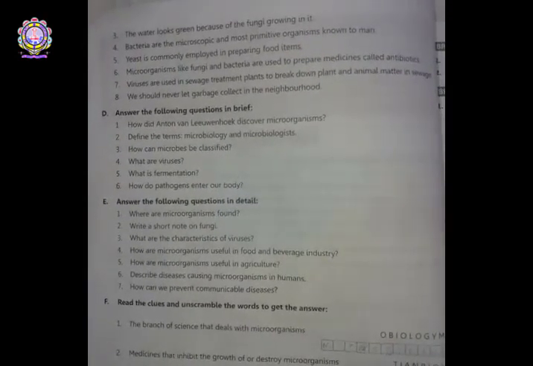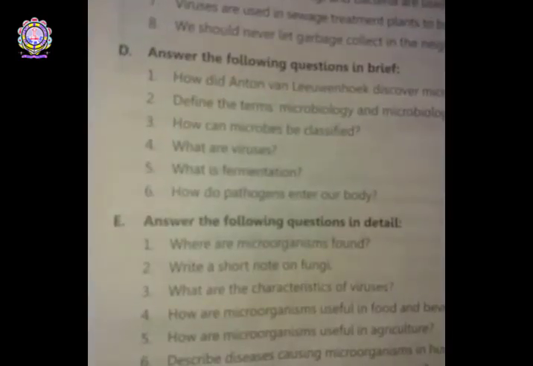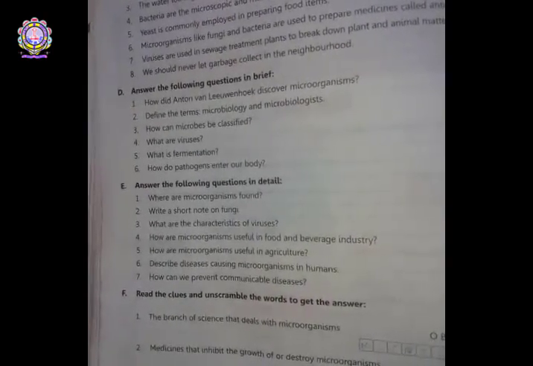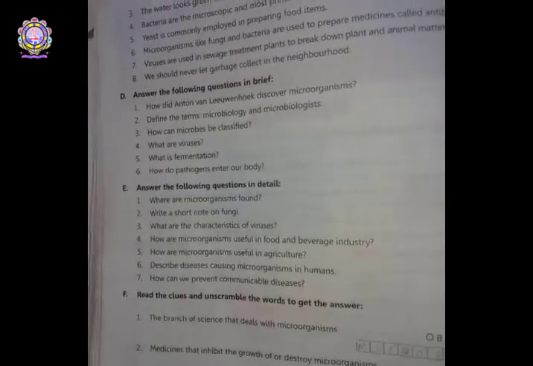The next question is: what is fermentation? The process in which microbes break down carbohydrates or sugar to form acid or alcohol and carbon dioxide is called fermentation. It is a most important process done by bacteria and is useful in many industries like the beverage industries, dairy industries and food materials.